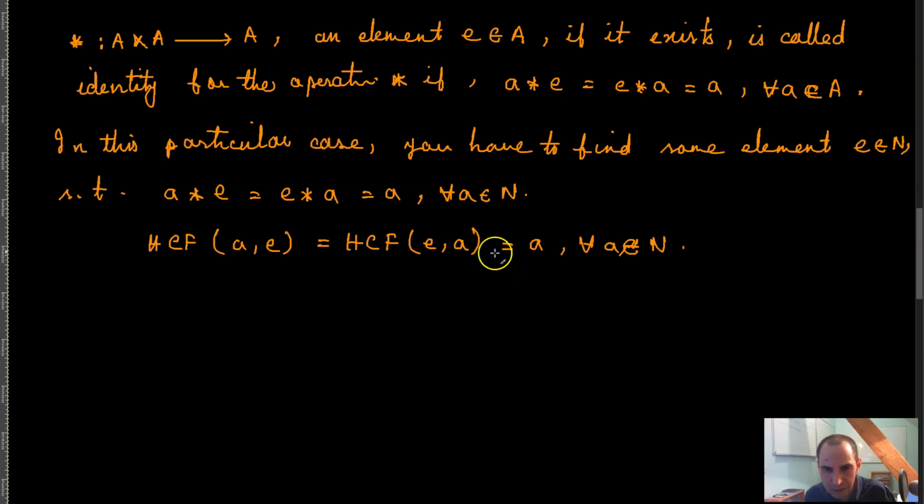But then the problem is that the HCF of the identity with any number that you take in the set of natural numbers has to be the same number that you take, no matter what number you take. And it has to cover all of the numbers in the set of natural numbers, meaning that if this relationship is not valid even for one number, then you cannot call that E the identity for the operation star. So that's basically the condition.